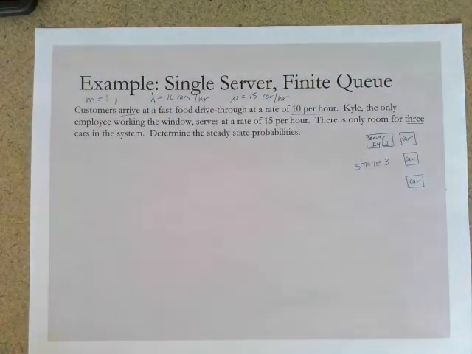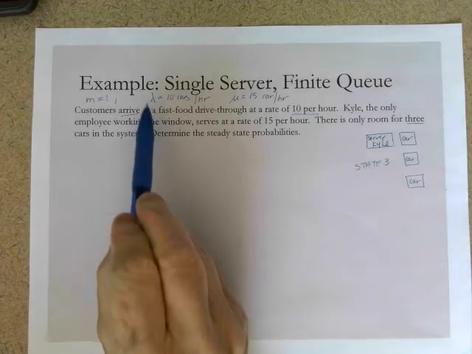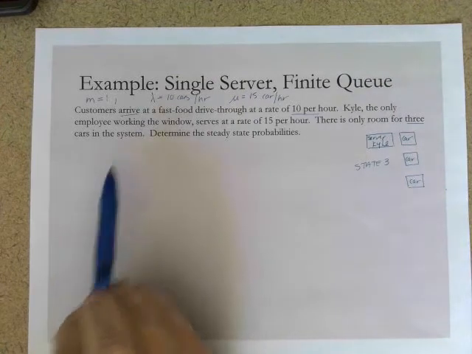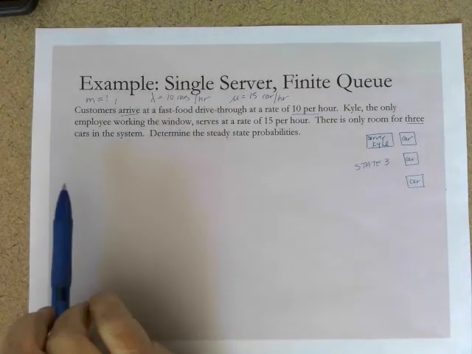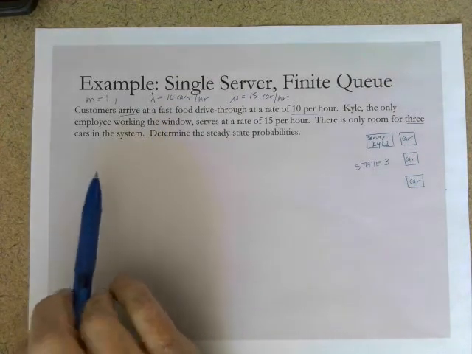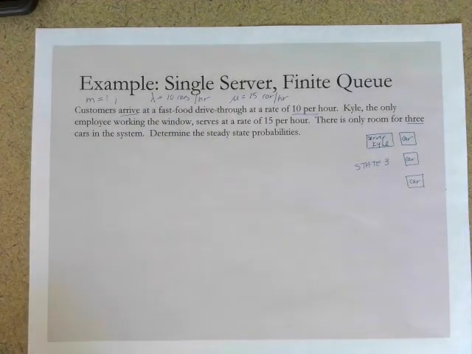And you know what? You can do this in minutes, and it all works out exactly the same. So I could have expressed lambda as being 1 car every 6 minutes. I could have expressed mu as being 1 car every 4 minutes if I wanted to, and it always works out.